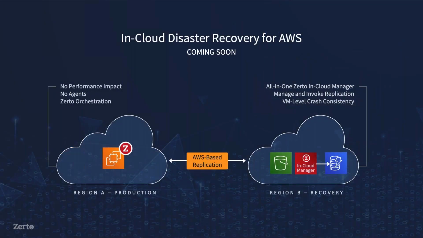And a little preview into what that's actually going to look like. If you're familiar with working with AWS, the technology on their target site is dependent on AWS. So we're going to be using their AWS-based replication. We're going to have what we call the Zerto in-cloud manager that's going to be on the recovery site. AWS is going to manage and invoke the replication. You're going to get VM level crash consistency.